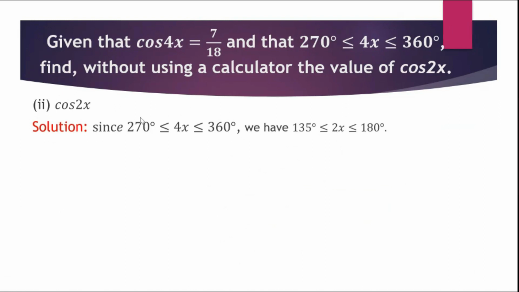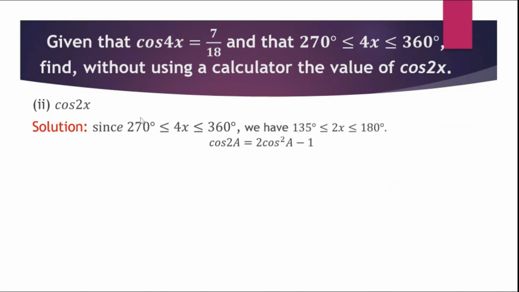So since 4x is greater than or equal to 270 degrees but less than or equal to 360 degrees, we can divide it by 2. So we will have 2x is greater than or equal to 135 degrees but less than or equal to 180 degrees. So meaning to say, 2x lies on the second quadrant, where cosine is a negative value. So pag nasa second quadrant siya, negative ang value. So hinahanap natin yung value ng cosine 2x.